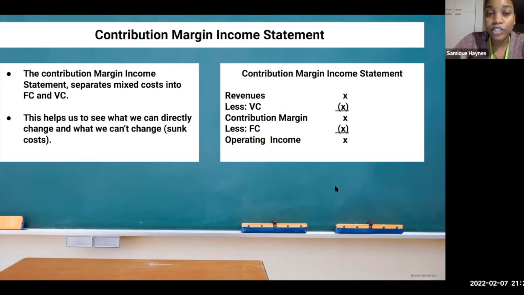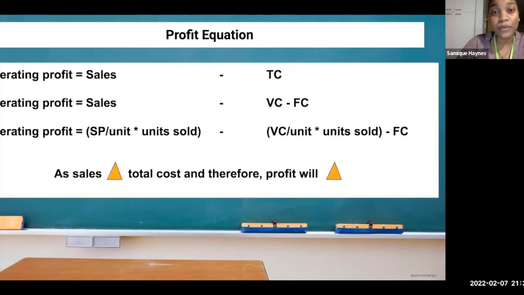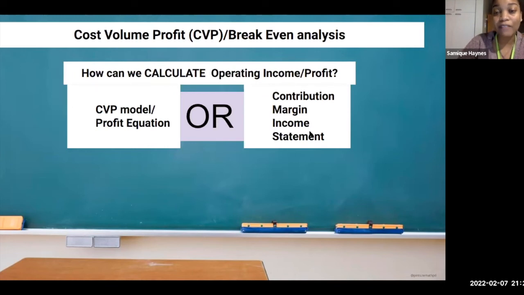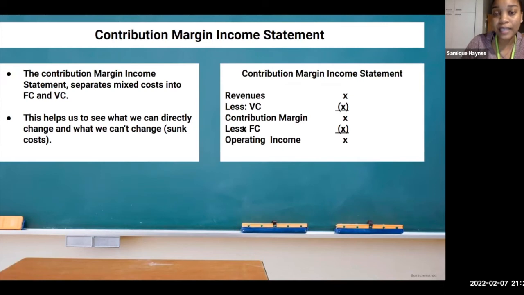So the contribution margin income statement was the other way I talked about that we can use. Here we have the equation and we have the income statement. This is the equation and this is the income statement. The income statement separates mixed costs into fixed and variable. Remember I said mixed cost is a combination of fixed and variable costs. So this income statement is saying we're not going to say revenues or sales less total cost anymore. No, no, no. We're going to separate them out. So revenues less variable costs equals a contribution margin. And the contribution margin less our fixed costs is equal to an operating income.